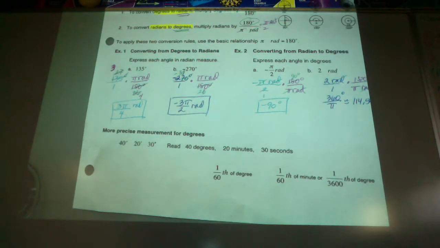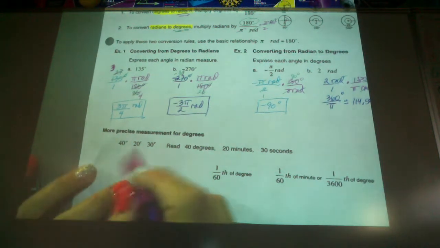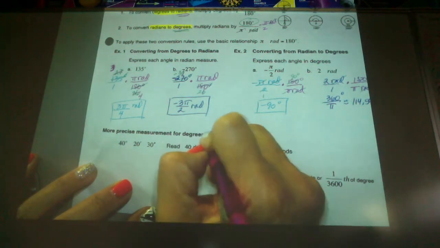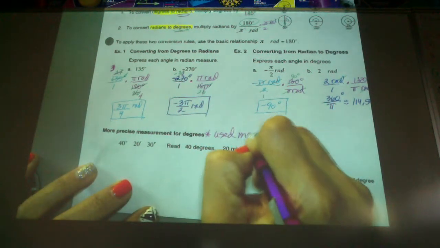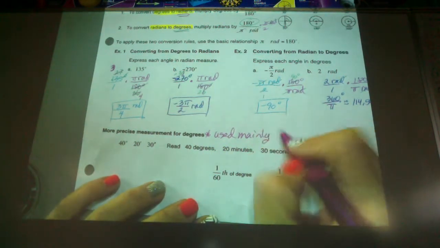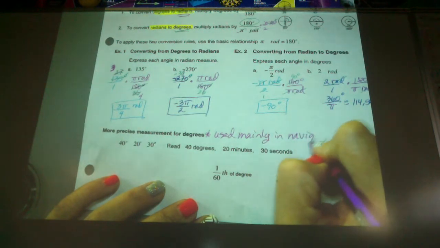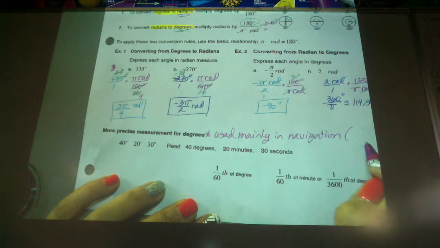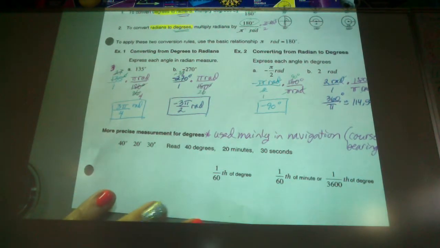We can actually exchange degrees into degrees, minutes, and seconds. And when we look at things written in degrees, minutes, and seconds, it's used mainly in navigation. And you might hear it called course. What's your course? Or bearing. Sailors, pilots, all use degrees, minutes, and seconds to narrow down their course or their bearing. And it's all based on latitude and longitude.